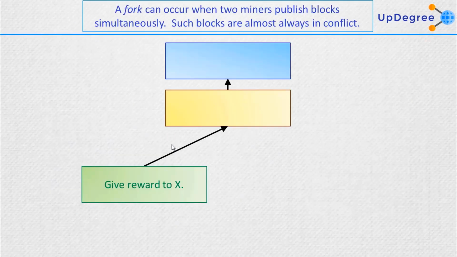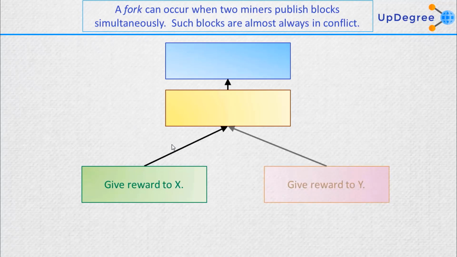A fork can occur when 2 miners publish blocks simultaneously. Such blocks are almost always in conflict. So forking is important, right? There are a lot of people, miners, who keep forking the Bitcoin frameworks. So it depends on who publishes fast. Two simultaneous blocks can come together, but they are in conflict, and it depends on who does it fast.